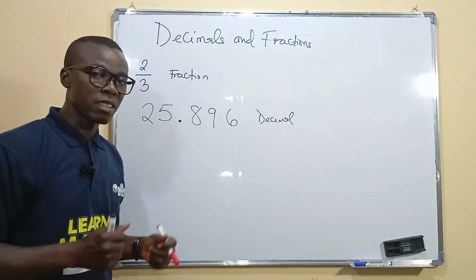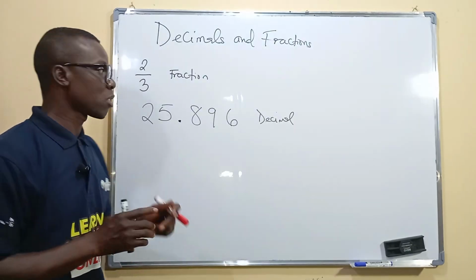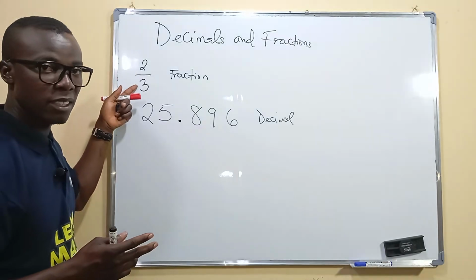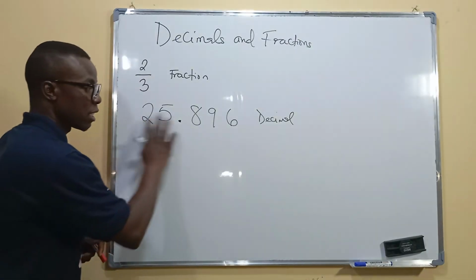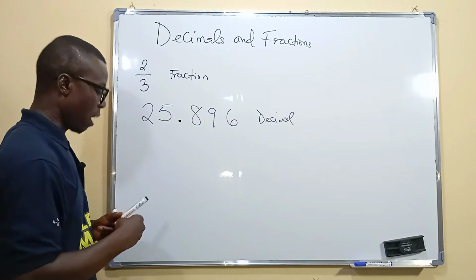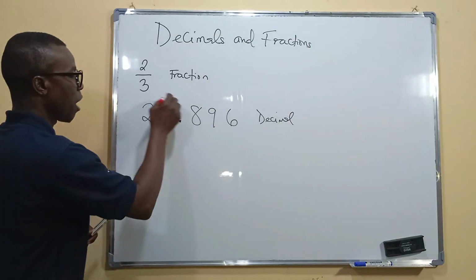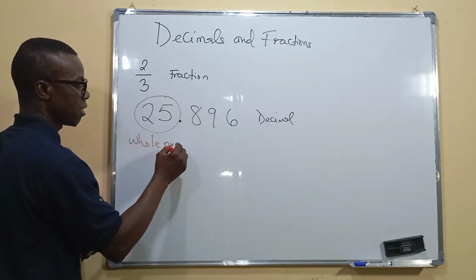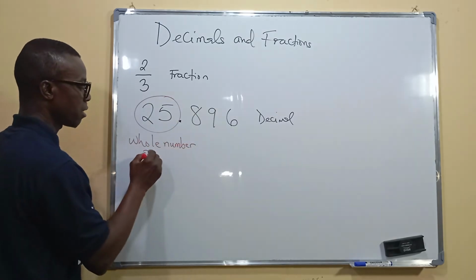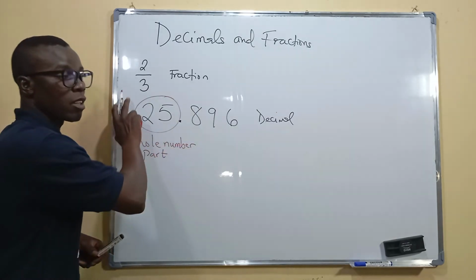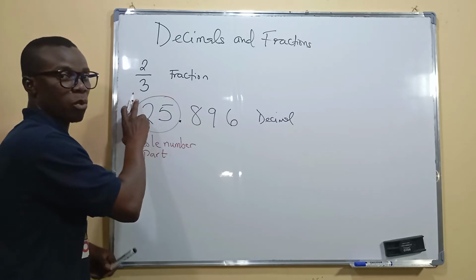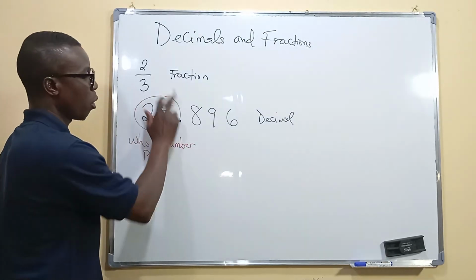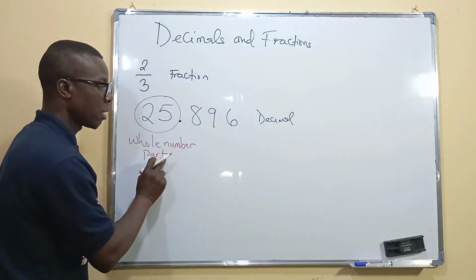Now you see that a decimal is made up of two parts, just like a fraction is made up of two parts. We have the numerator and the denominator. Well, for the decimal, it's made up of two parts. So what am I simply saying? We have here what is called the whole number part. Now, you can see all the digits that we find before the decimal point are whole numbers. So that's what we call this part, the whole number part.